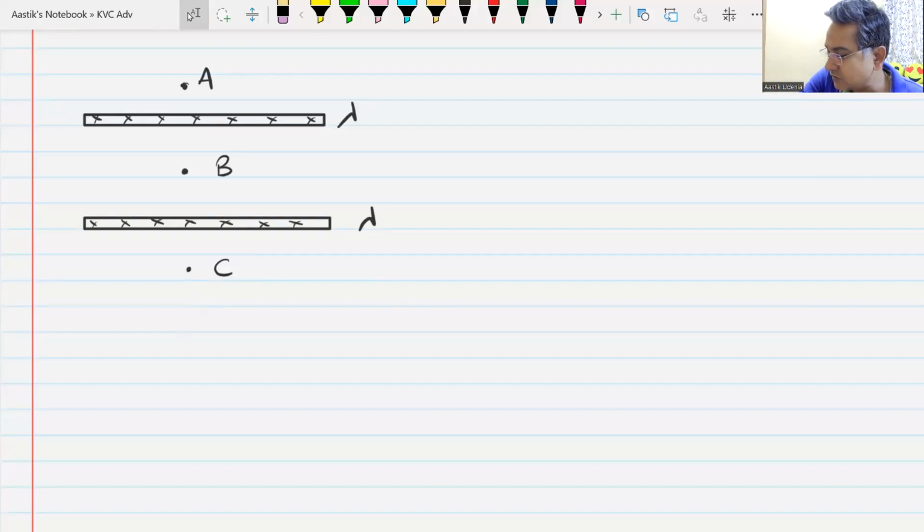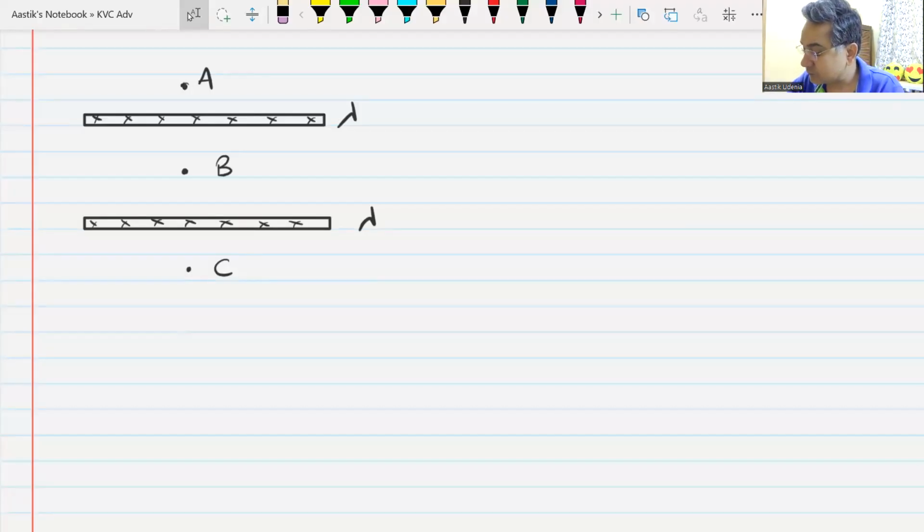Then you have this question. You have two infinite sheets, each having current per unit length as lambda. Both of the sheets are carrying current in the inside direction. You have to find the magnetic field at 3 points A, B, and C. They are very close to the sheet. I'll give you 2 minutes to give me the answer. What are the answers for this one?